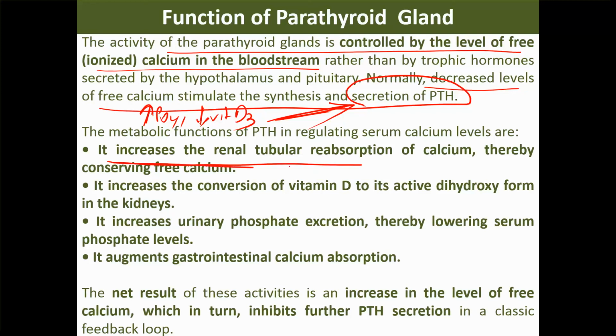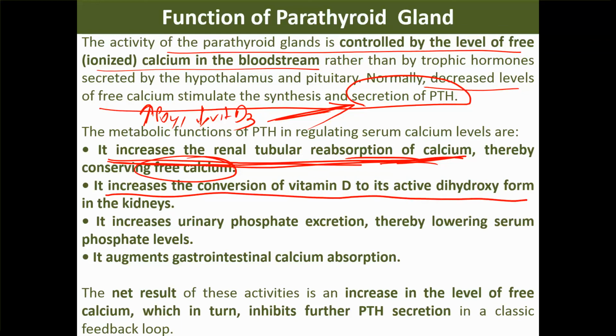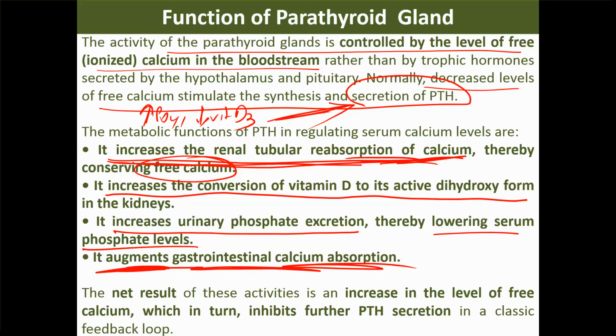So what does parathyroid hormone do? It increases the renal tubular absorption of calcium, thereby producing more free calcium. It increases the conversion of vitamin D to the active form, dihydroxyvitamin D3, in the kidney by increasing the hydroxylase, and increases urine phosphate excretion, which lowers the serum phosphate level. They also accelerate the intestinal absorption of calcium. So the net result is an increase in the level of free calcium, which in turn produces a negative feedback on parathyroid secretion.